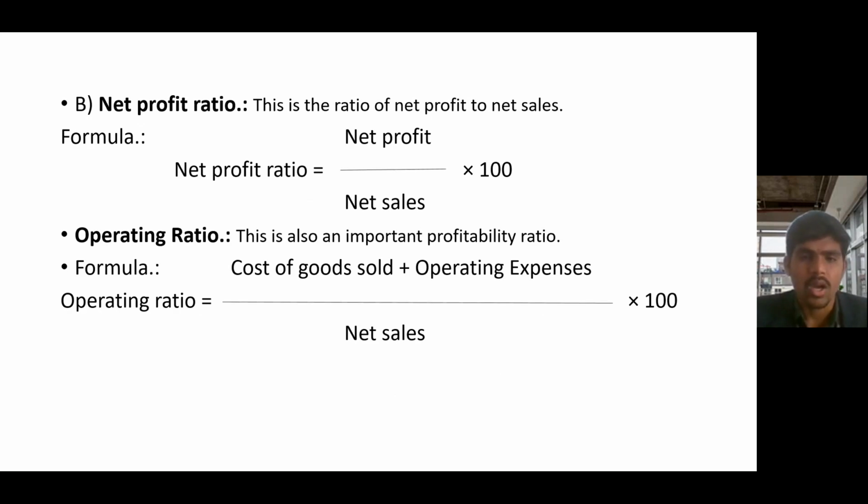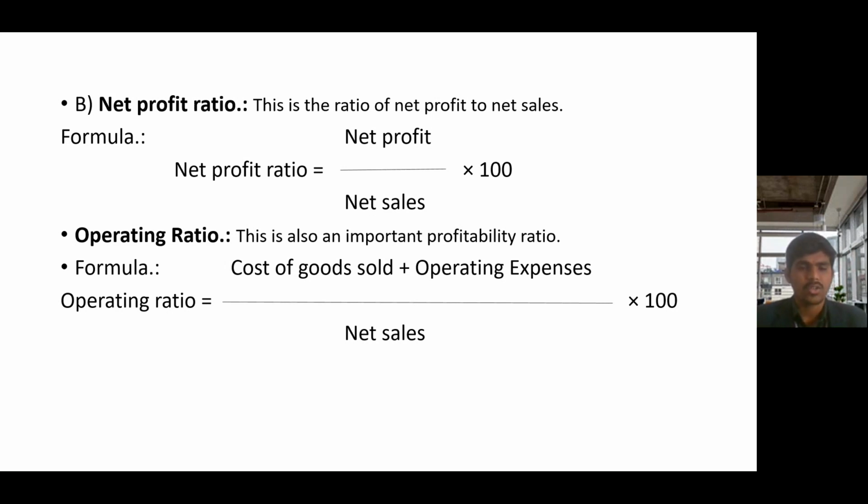Next is net profit ratio. This is the ratio of net profit to net sales, that is, how much net profit I earn from the net sales. Net sales include total sales minus sales returns. Any kinds of sales returns a company has will be deducted in that. So the formula for this is net profit ratio is equal to net profit divided by net sales into 100.